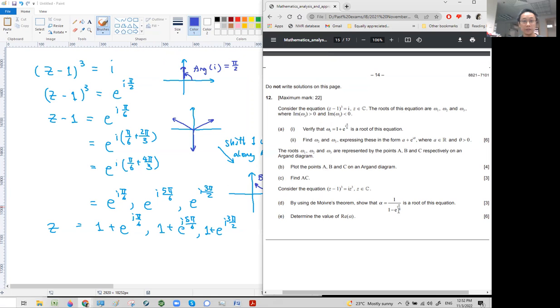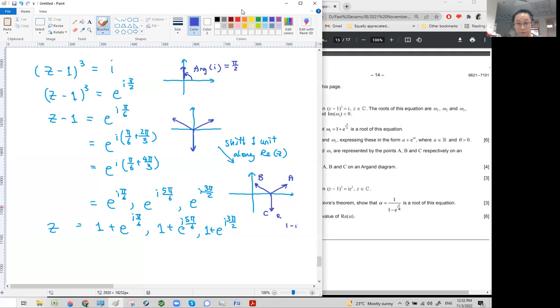And then to find AC, so we have 3 vertices of an equilateral triangle. And I think you can just use some trigonometry, or there are many ways to figure this out. The official answer key requires you to just find the real and imaginary parts of AC, and then you use the distance formula or something. I'll probably just use trigonometry with annotation.